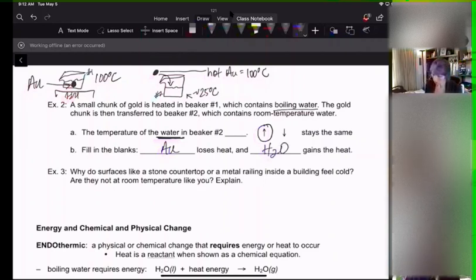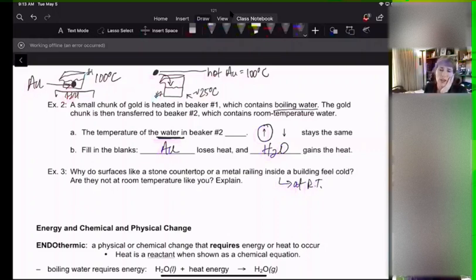All right. Why do surfaces like a metal railing or a stone counter feel cold? They're sitting in the room with you. Are they not at the same temperature? Let's see. These are at room temperature, but they feel cold. But if you touch paper, or wood, it doesn't feel as cold. The metal railing feels very cold.